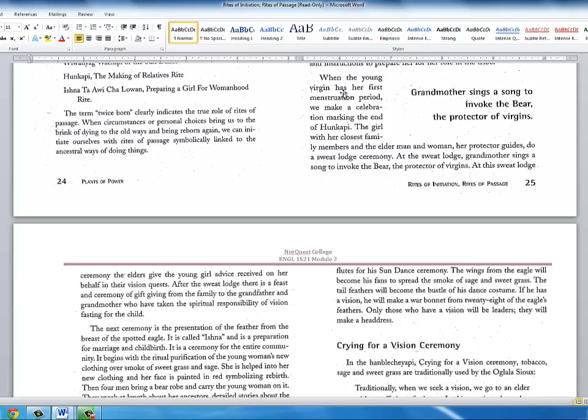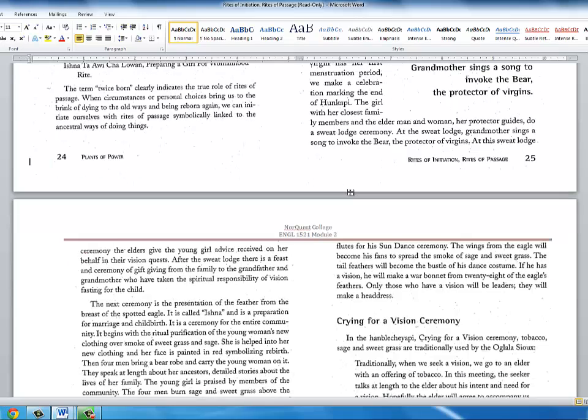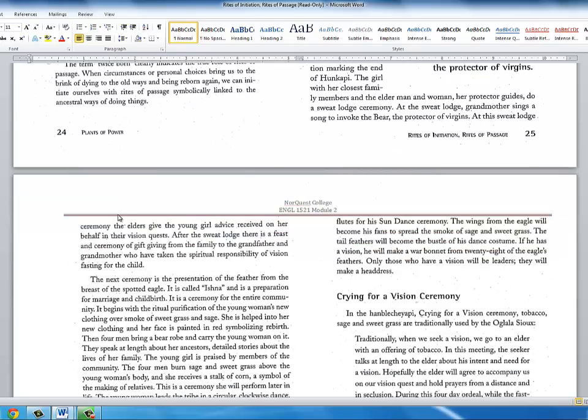When the young virgin has her first menstruation period, we make a celebration marking the end of Hunkapi. The girl with her closest family members and the elder man and woman, her protector guides, do a sweat lodge ceremony. At the sweat lodge, grandmother sings a song to invoke the bear, the protector of virgins. At this sweat lodge ceremony, the elders give the girl advice received on her behalf in their vision quests. After the sweat lodge, there is a feast and a ceremony of gift giving from the family to the grandfather and grandmother who have taken the spiritual responsibility of vision fasting for the child.